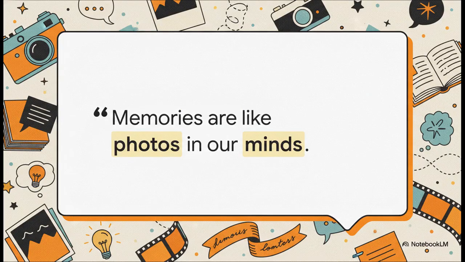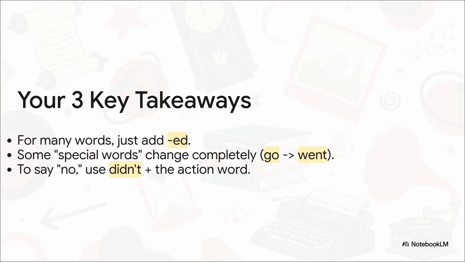And really, the big thing to remember is that this is all about so much more than just grammar rules. It's about being able to share those beautiful photos you have in your mind, your memories, your stories, with other people. All right, so let's do a quick recap of our 3 key takeaways. First, for so many words, all you do is add ed. Simple. Second, you've got those special words that change completely, like go turning into went. And third, to say no about the past, you just use didn't plus the original action word.